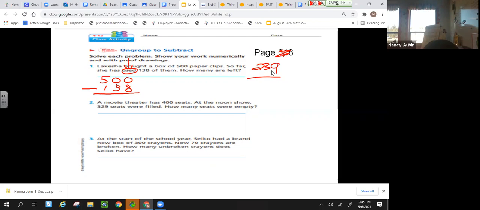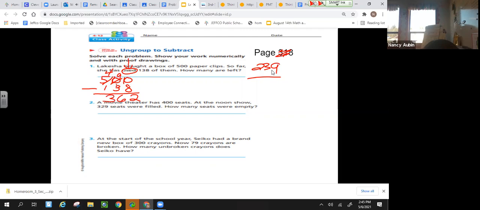No. Can I take something away from a 5? Can I ungroup the 5? Sure. I'm gonna make that a 4, make that 10. Now can I borrow from 10? Yes. I can take one away and get 9. And now I can make the 10. 10 minus 8 is? 9 minus 3 is? 4 minus 1 is?